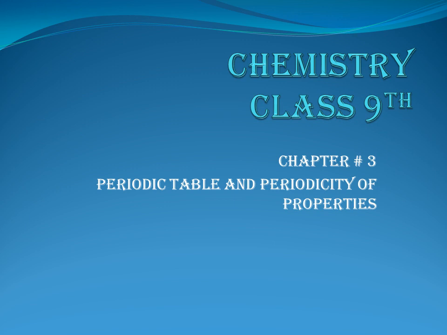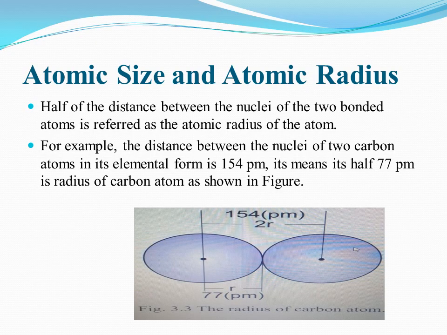Good morning, students. Today we are going to start our new topic from the book of chemistry, class 9, chapter 3, periodic table and periodicity of properties. Our topic is atomic size and atomic radius.